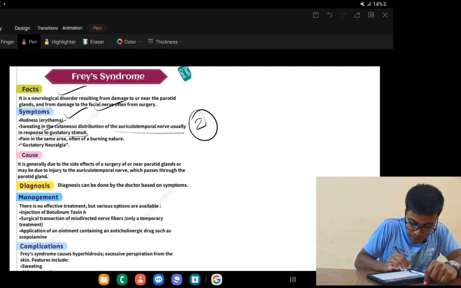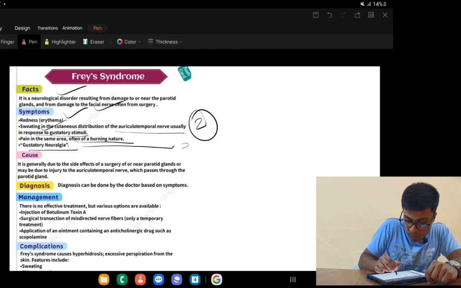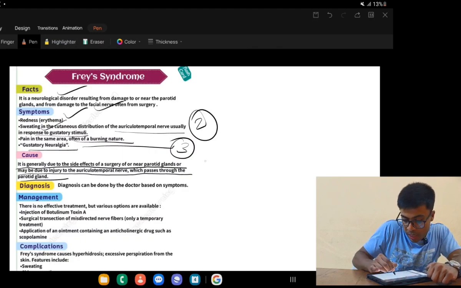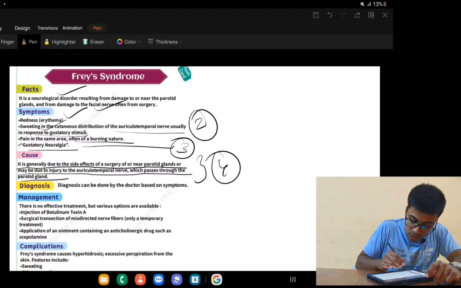Number 2: pain in the same area, often of a burning nature, gustatory neuralgia pain. Number 3: causes. It is generally due to a side effect of surgery near the parotid gland, or maybe injury to the auriculotemporal nerve which passes through the parotid gland. Number 4: diagnosis can be done by doctors based on symptoms.